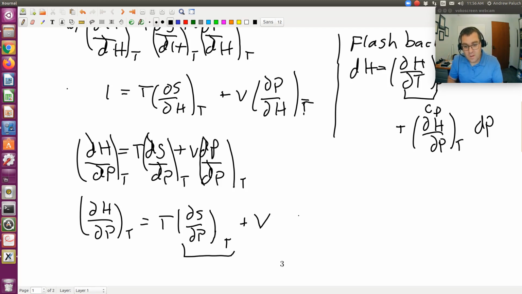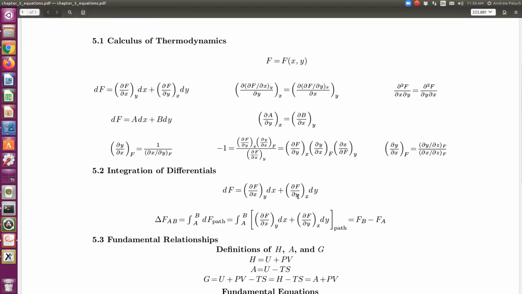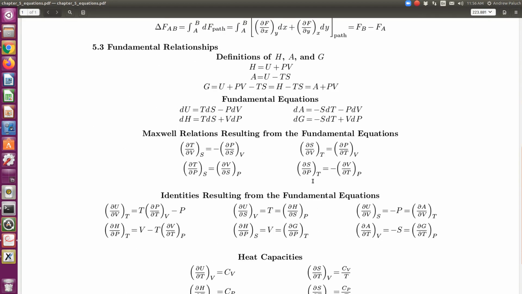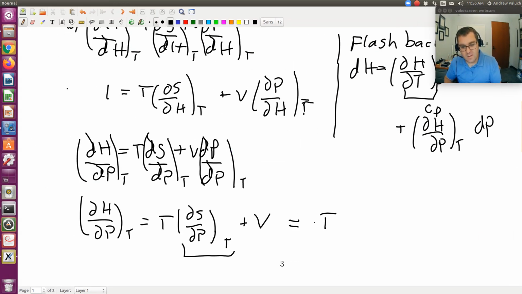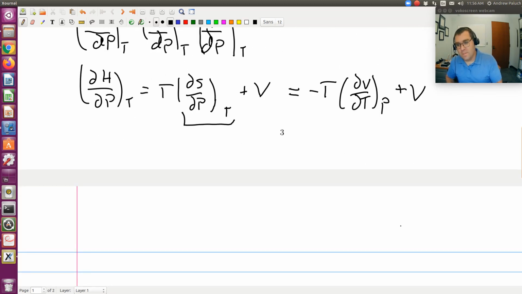Okay, so going to our equation sheet, we're going to end up with dS/dP, and actually, calculus of thermodynamics, here's my inverse relationship looking at me. But going down to my Maxwell relationships, what do we have? dS/dP at constant T is this one here. dS/dP at constant T is negative dV/dT at constant P. So this then will be negative T dV/dT at constant P plus V. Great.